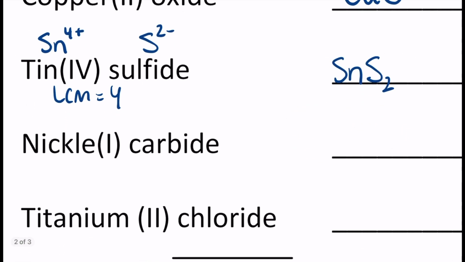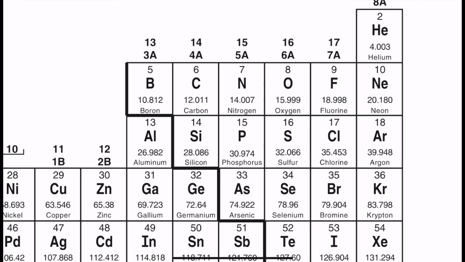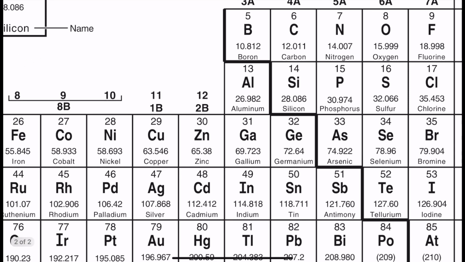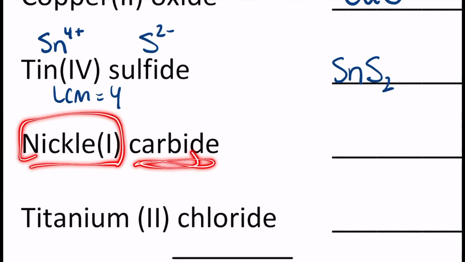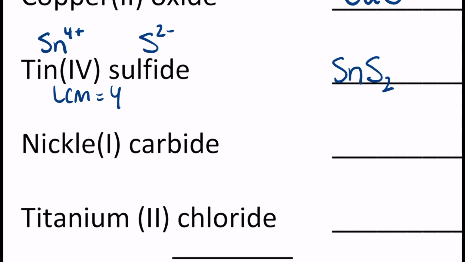All right, this is a typo. I think nickel is actually Ni. But in this next one here, we have nickel 1 carbide. So nickel is Ni. Since it had that 1, it is a 1 plus charge. Carbide is C. We said it was a 4 minus charge earlier.